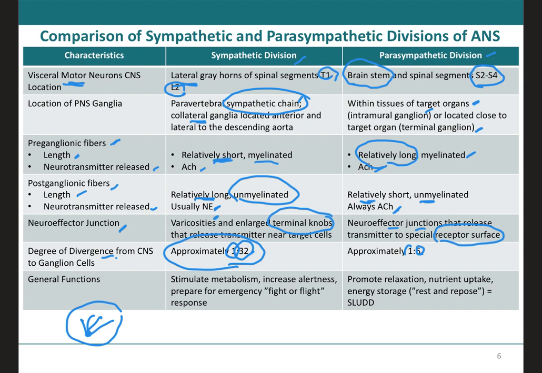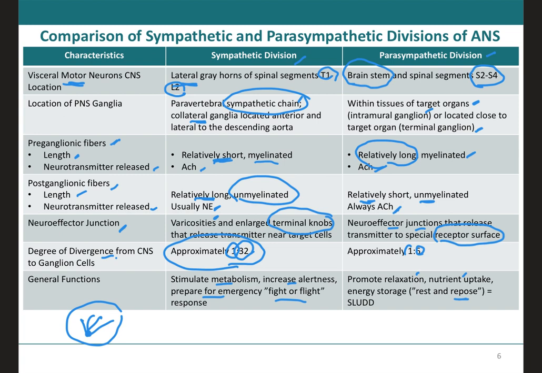In terms of general functions, we know that the sympathetic division is going to be your fight or flight. Therefore, it will increase your alertness, it will prepare you for emergency, and stimulate metabolism so you're ready for this response to fight or to flight. The parasympathetic division is the opposite. It will promote relaxation, it will increase nutrient intake because you're probably digesting your food or relaxing or storing energy. And this is your rest and repose.